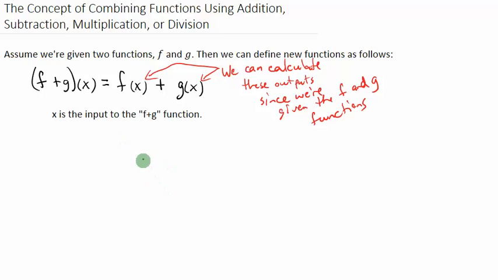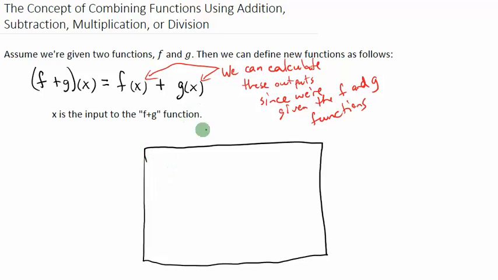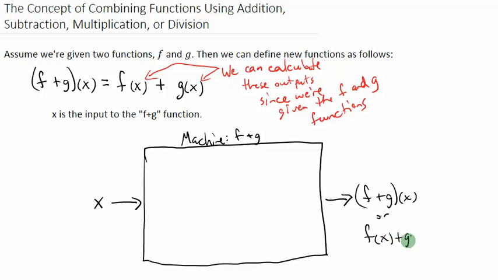So here's what we have. We'll think of this like a machine. So this is our machine, or our function, f plus g, this box, okay? Something comes into this box and something comes out of this box, all right? So what comes in is your input, x, whatever it may be. Let's call it x. So if x comes in, what comes out? Well, f plus g of x. Or, if you want to describe it this way, f of x plus g of x.